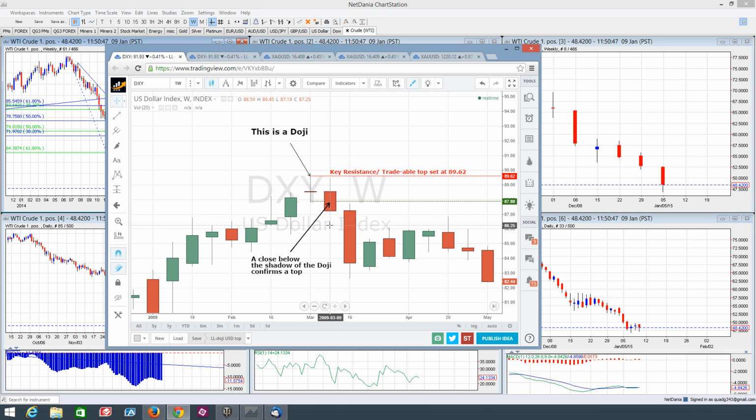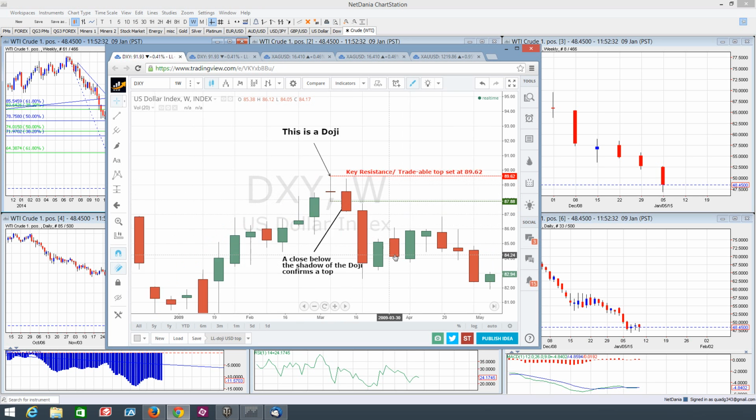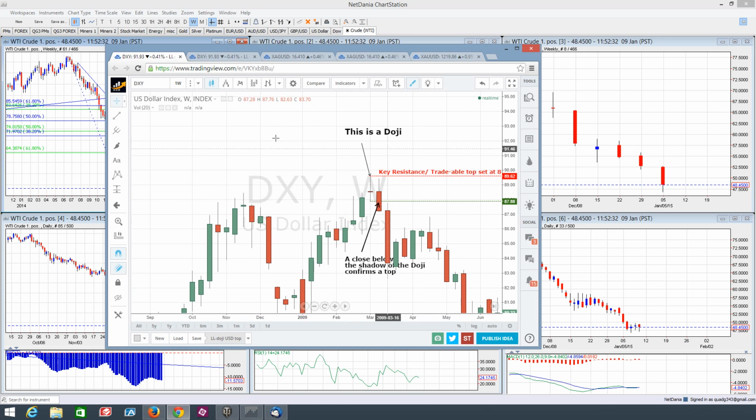So in this particular case, we can see that the following week we got some more running around, and then the market comes down and closes below the bottom of the doji there at 87.88. So with the close below that, that confirms the high of the doji there at 89.62 as a key resistance and tradable top. And of course, with that finalized, we do see some follow through. Let's go to the next slide.